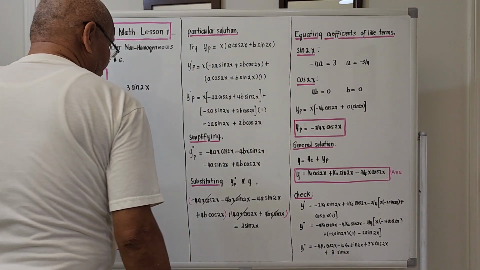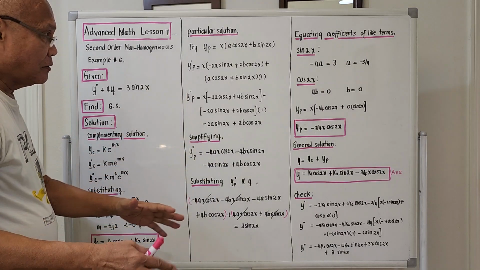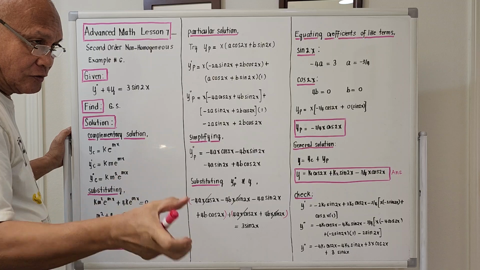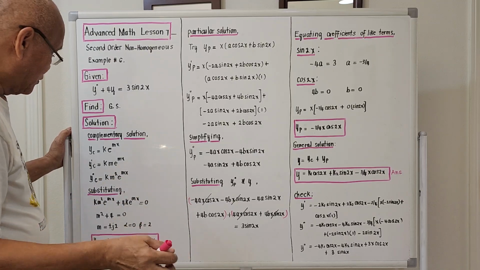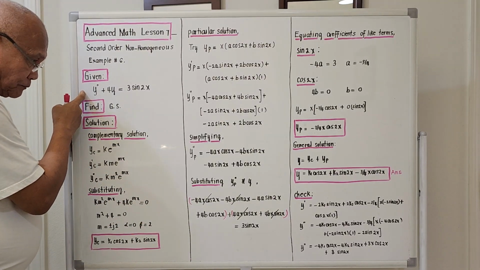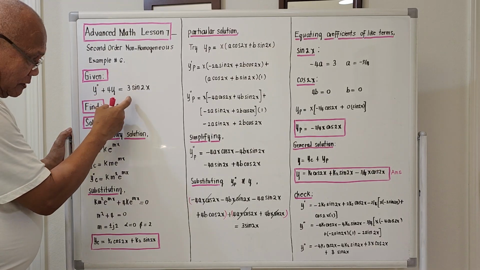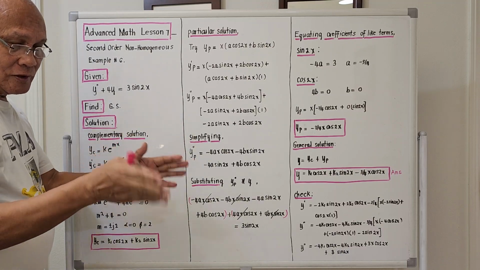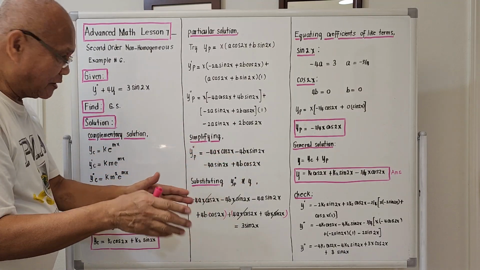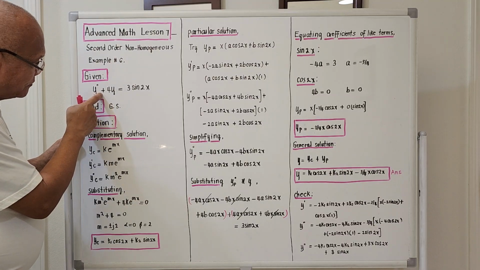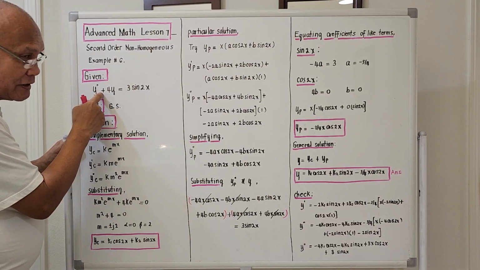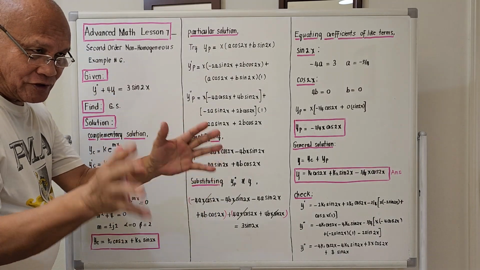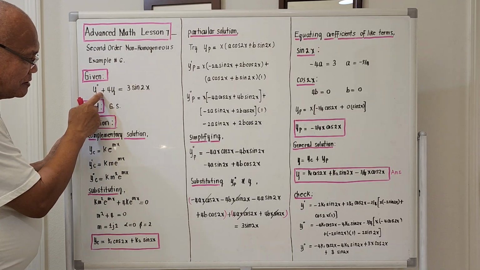I will try to give you another problem for this afternoon, and this will now be example number 6. The given second order non-homogeneous differential equation is y double prime plus 4y equal to 3 sine of 2x. I think we have solved this one in the past lesson already, but the sign of the term on the left-hand side was actually negative. So for this afternoon, we will be solving the same problem, but this is plus.